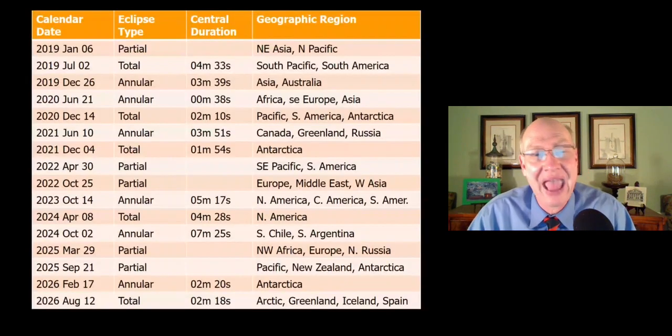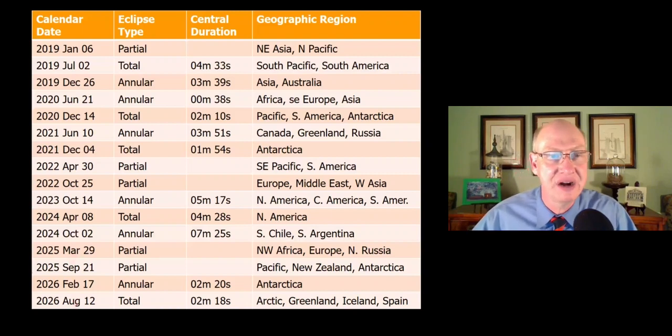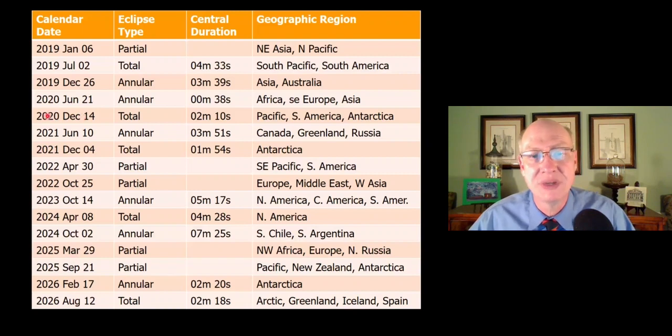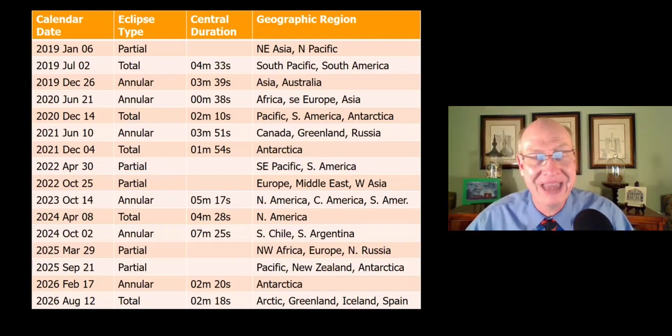So let's take a look at some of these. These are upcoming eclipses in the world. Coming up in December of 2020, we have a total solar eclipse that will be visible in the Pacific Ocean, South America, and Antarctica. There's another total solar eclipse in December of 2021 that's visible only down in Antarctica. And then the next one after that is the total solar eclipse in 2024, which is visible right here in North America. You can also see that along the way there are some partial solar eclipses where the moon only partially covers the sun. It never is total or annular for anywhere on Earth. And then there are some annular eclipses as well.